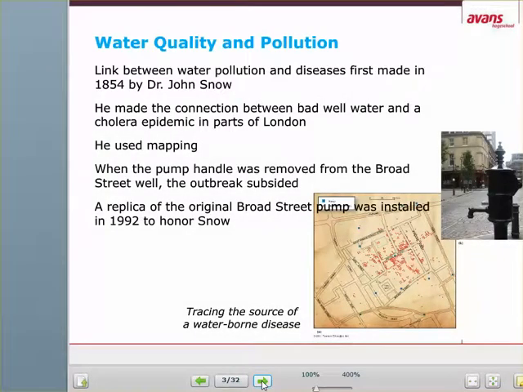Much later, in 1854, there was an epidemic of cholera in London, and there was a doctor called Dr. John Snow, yes, the same name as in Game of Thrones. He made a little map. You can see this map down here on the bottom right. He made a map of all of the sick people, and he noted where they lived.